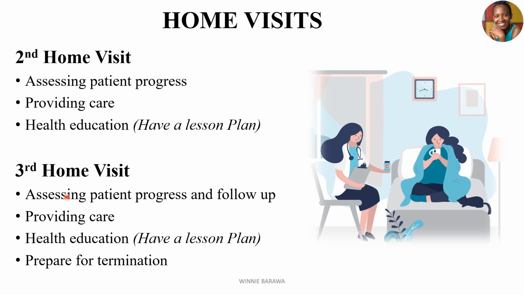But the third home visit here, we're going to assess the patient progress and follow up on the agreed action points that we agreed in the second visit. We will continue with provision of patient care if they still need it. And patient care here is any key interventions like wound dressing, physical exams if maybe there is need for one, administration of medications. These are key patient care that can be done at home also.